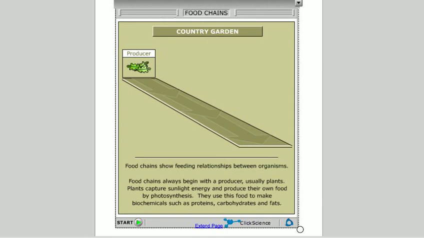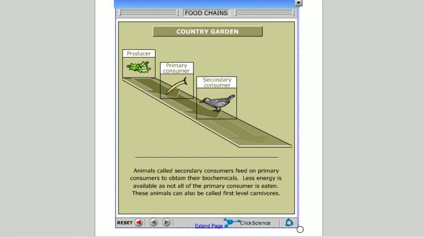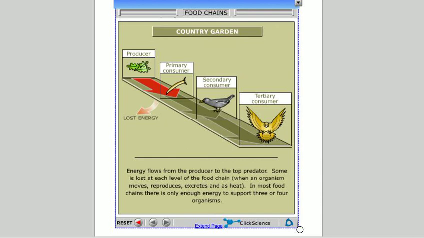Here's a simulation showing the food chain of a country garden. Primary consumer eats the producer. Secondary consumer eats the primary consumer. Tertiary consumer eats the secondary consumer. Energy is lost at each level, so the final consumer needs to eat a lot more to get the energy it needs.